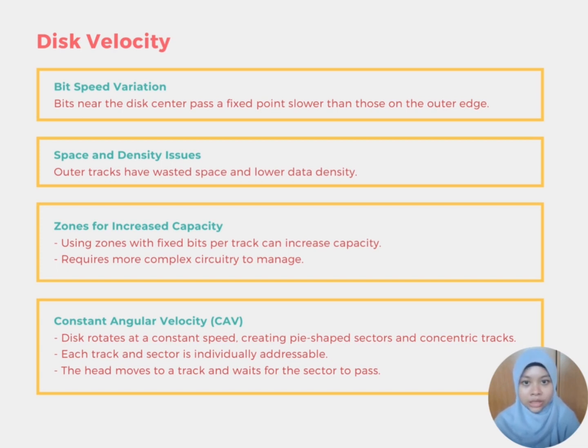Next, zones for increased capacity. Using zones with fixed bits per track can increase capacity. It requires more complex security to manage. Lastly, constant angular velocity, CAV. This rotates at a constant speed, creating pie-shaped sectors and concentric tracks. Each track and sector is individually addressable. The head moves to a track and waits for the sector to pass.